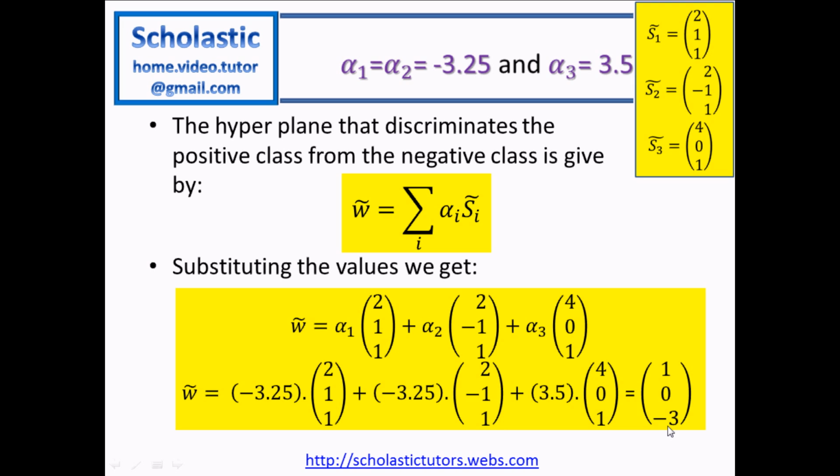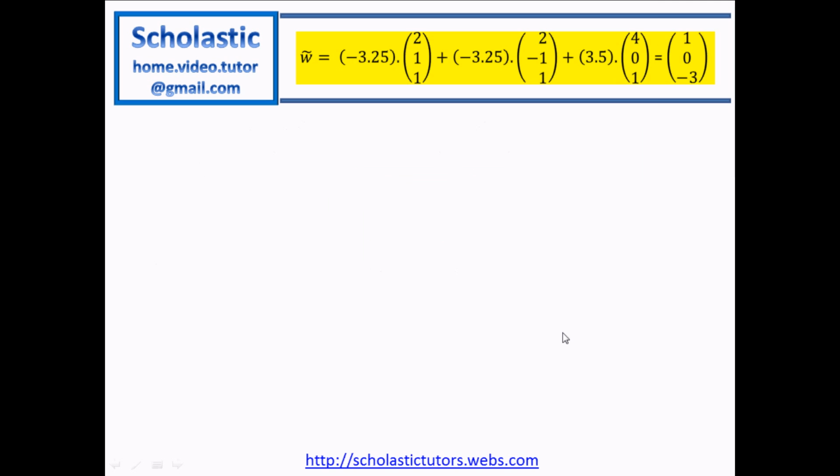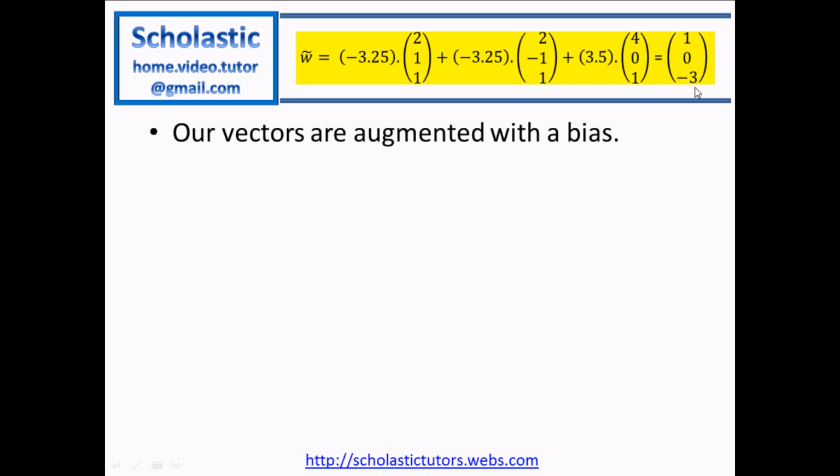Now we have obtained the equation for the hyperplane that may discriminate the two classes. Let's see whether it's correct or not. This is the equation for the hyperplane: 1, 0, -3. How do you interpret this one? Please note that we augmented the vector by using an extra 1 here. So basically this is called the bias. Even for this hyperplane, this will become the bias. (1, 0) is the hyperplane and the -3 is the bias.